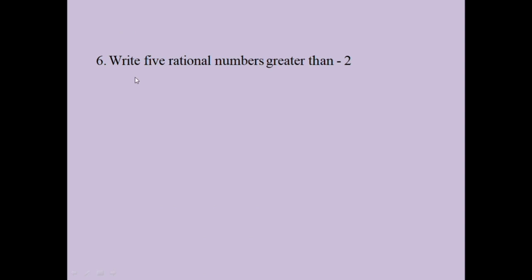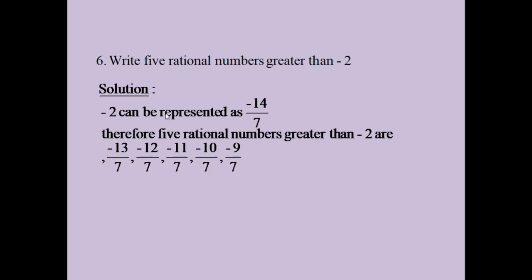Next question is write 5 rational numbers greater than minus 2. Minus 2 is nothing but minus 2 by 1, right? So minus 2 can be represented as minus 14 by 7. Therefore, 5 rational numbers greater than minus 2 are, it is a negative value. So the number should be decreased, because the lesser the number, the greater the value in the negative values, right? So the 5 rational numbers are minus 13 by 7, minus 12 by 7, minus 11 by 7, minus 10 by 7 and minus 9 by 7 are the rational numbers which are greater than minus 2.